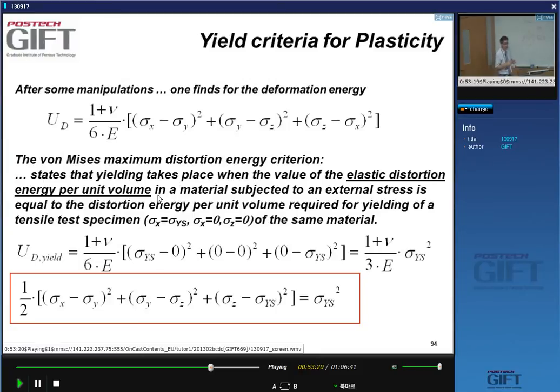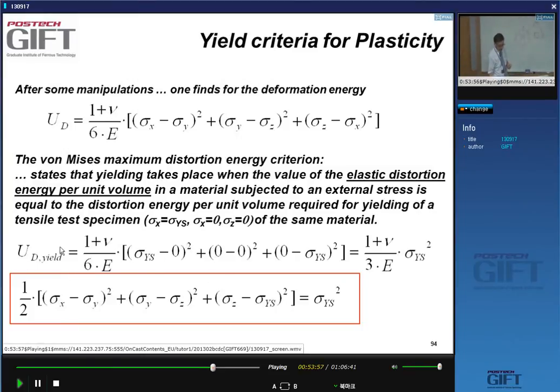So have a material, the same volume of material, and I apply stress to it. If the work that I do has reached the same level as the work it takes me to let a tensile bar yield, per unit volume, in two cases with the same volume, then if these two values are the same, I reach yielding. So what do we do?